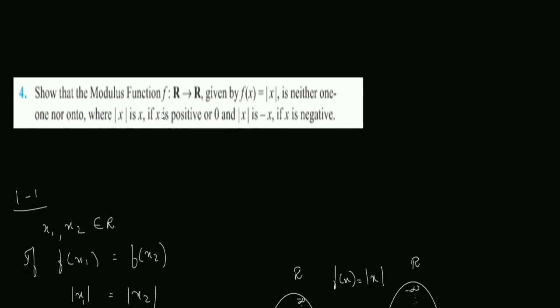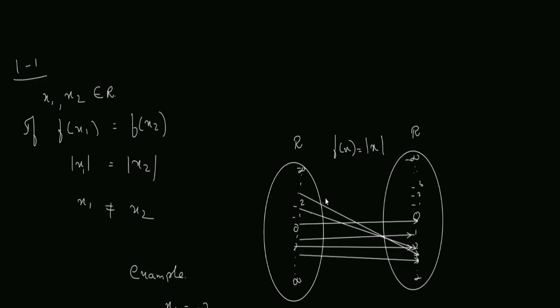Next, we'll go to question number 4. f of x is a modulus function. We have to prove that the function is neither one-to-one nor onto. So, modulus of x. Suppose we want to find modulus of 1, it is 1. Modulus of minus 1 is also 1. Modulus of minus 2 is 2. Modulus of plus 2 is 2. So different elements have the same image. So therefore it is not a one-to-one function. Different elements should have different images. Only then it is a one-to-one function.